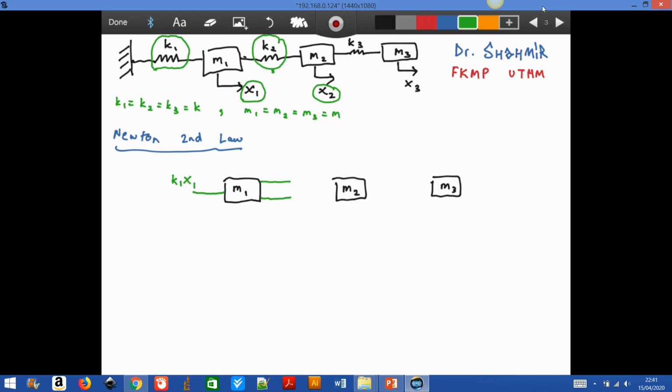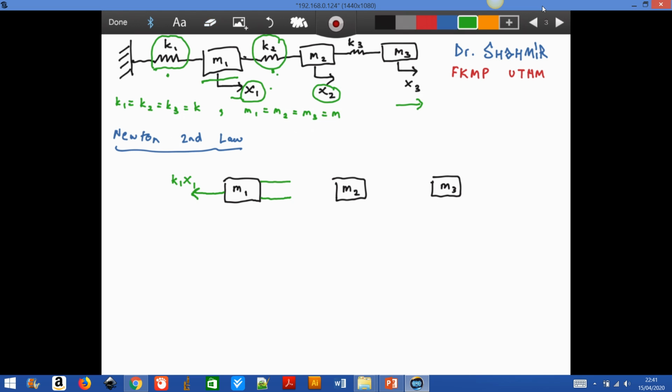Look at the direction. The direction of the masses, for all the masses, is going to the right hand side. So we need to assume moving to the right is positive. We know that the reaction K1x1 is always opposite to the movement or the direction of mass 1. Since the mass is moving to the right, K1x1 will go in the opposite direction, which is to the left.